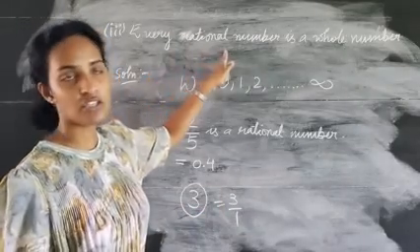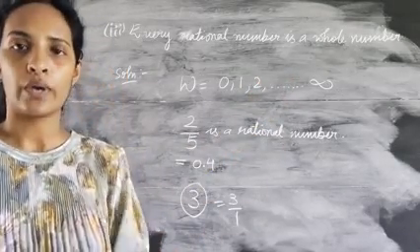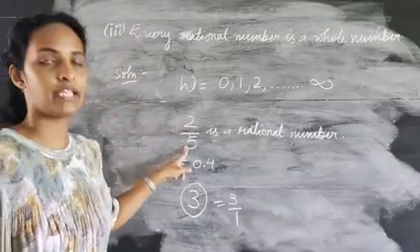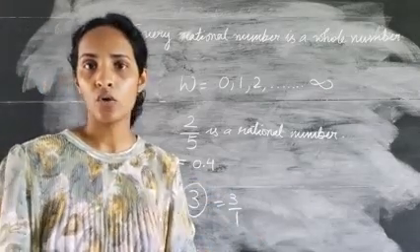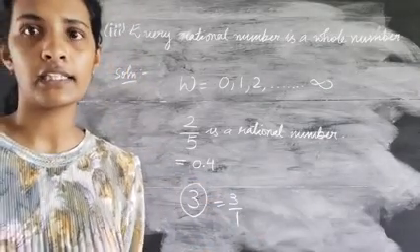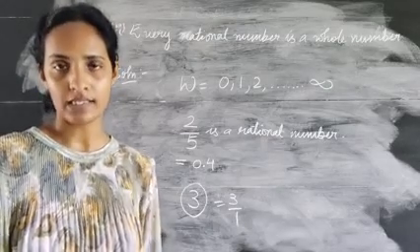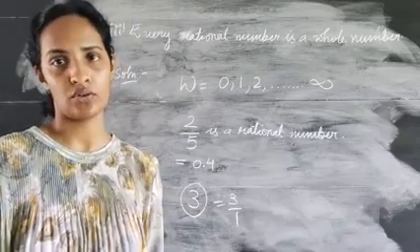So, is every rational number a whole number? No. We can find many examples where rational numbers are not whole numbers. For example, 2 by 5 is a rational number, but it is 0.4, which is not a whole number. Likewise, another example, 1 by 2, 0.5. Is it a rational number? Yes. But is it a whole number? No.